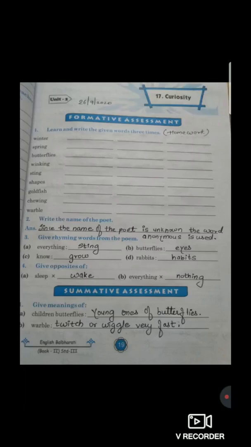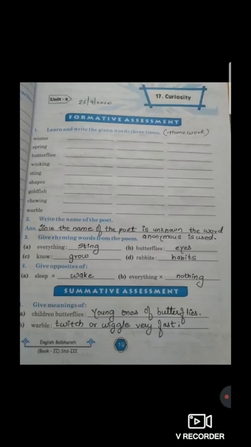Students, again I am repeating question number 3. Give rhyming words from the poem. In that, A1, everything, answer is sting. B1, butterflies, answer is eyes. C1, no, answer is grow. D1, rabbits, answer is habits. So students, we have completed question number 3. Now move to the next question.